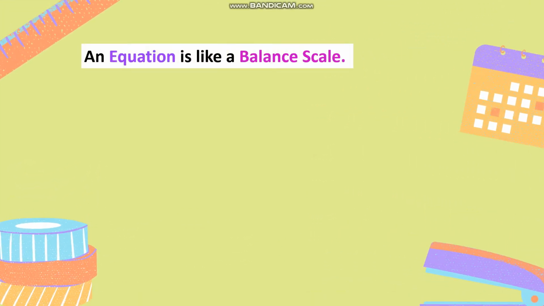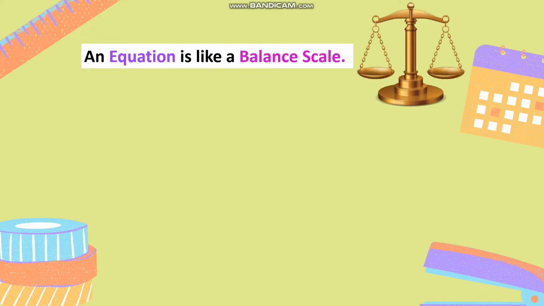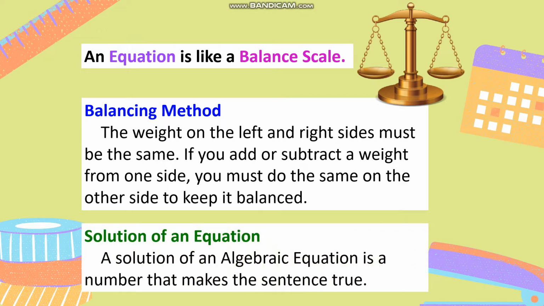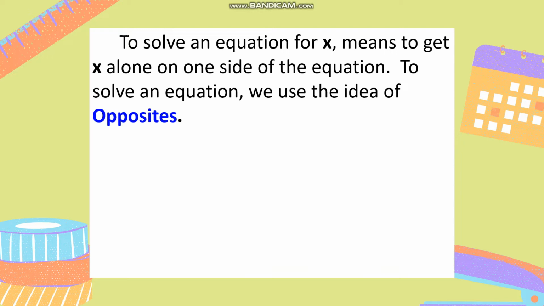An equation is like a balance scale. Balancing method: the weight on the left and right sides must be the same. If you add or subtract weight from one side, you must do the same on the other side to keep it balanced. Solution of an equation: a solution of an algebraic equation is a number that makes the sentence true. To solve an equation for x means to get x alone on one side of the equation.